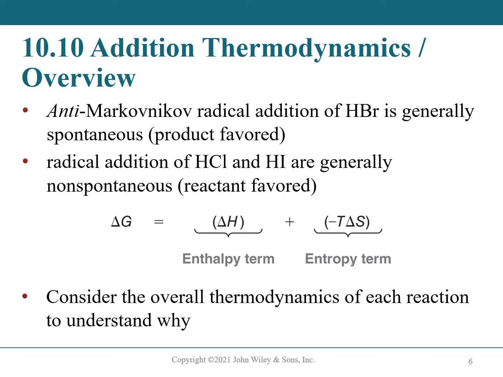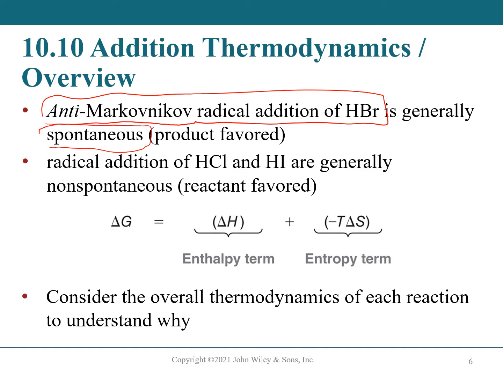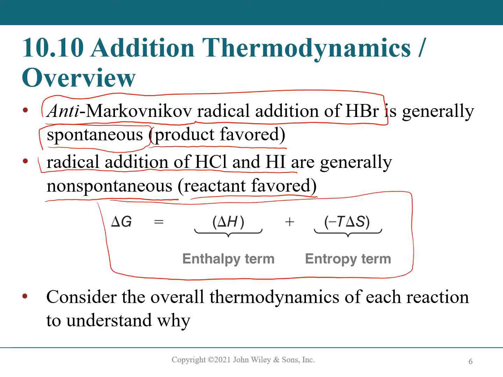So up till now, we've been discussing this anti-Markovnikov radical addition of HBr to the carbon-carbon double bond. And the reason for that is it's generally a spontaneous reaction, which basically means that the products are favored in the reaction pathway. Unfortunately, the radical addition of HCl and HI are typically not spontaneous, which means they're reactant favored. Let's take a look at the free energy equation here and compare the thermodynamics of each of these additions, to get a better understanding as to why HCl and HI don't add very well across the carbon-carbon double bonds, whereas HBr works extremely well in this process.